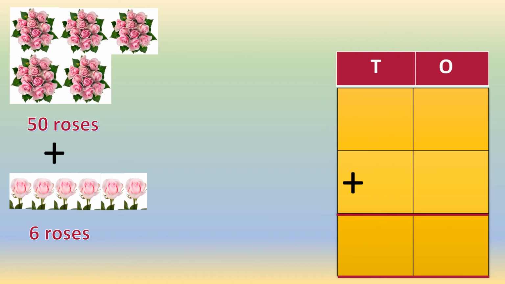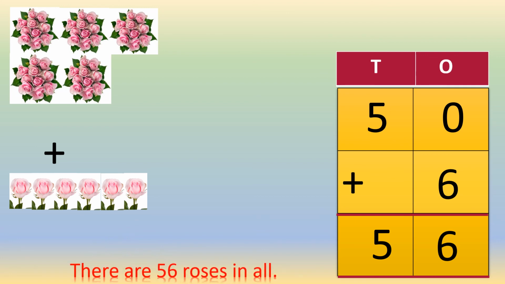Let's arrange the two numbers in the table. Let's add the two numbers starting from the ones place. 0 plus 6 will be 6. Coming to the tens column, we have only 5 in the tens column and there is no other digit below the 5 in the tens column. So we are going to bring the 5 down as it is. So our answer is there are 56 roses in all in the bouquets that the florist has made.